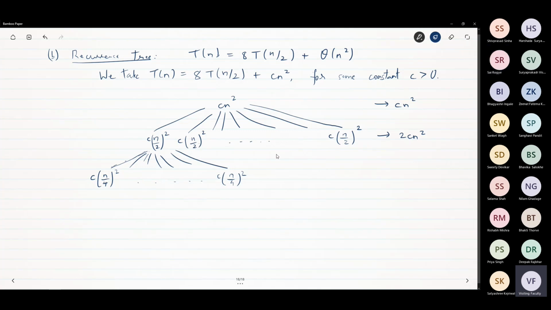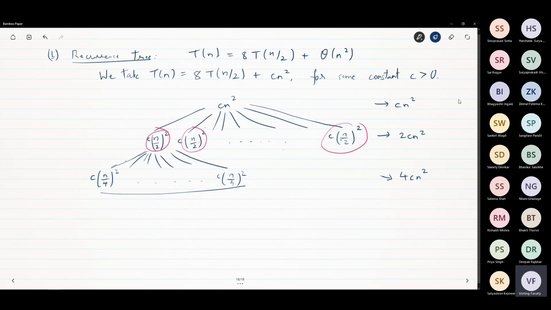But now you have 8 of them, right? So Cn square by 2 multiplied 8 times. How much do you get? Because you have to do the same thing 8 times, right? For each of them, you have to do the same thing. Cn square, 8 times. Okay. So that gives you what? 4 Cn square. 4 Cn square.